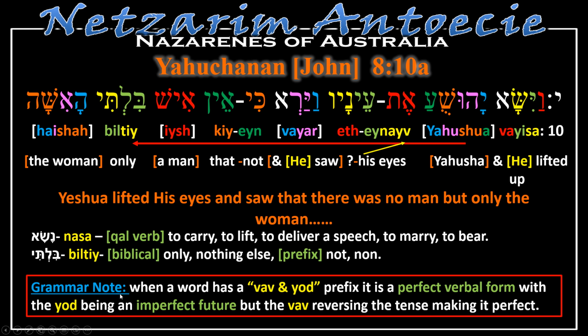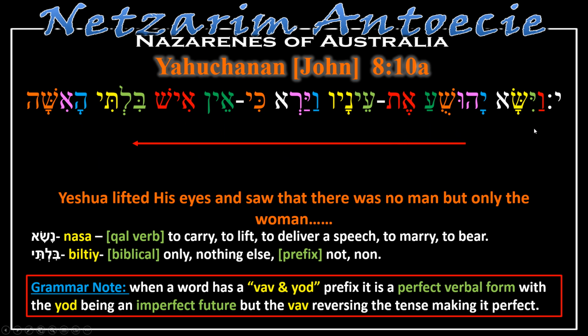And I've given you the grammar note, which was about that word here. When a word has a vav and a yod prefix, it is a perfect verbal form, with the yod being an imperfect future, but the vav reversing the tense, making it perfect. And I just wanted to make that note.